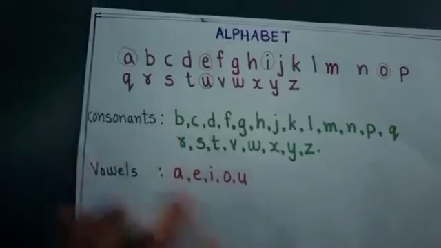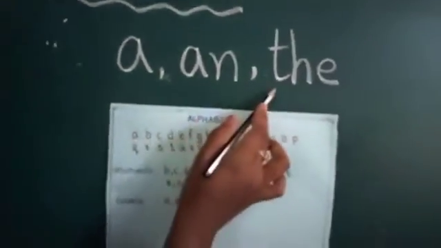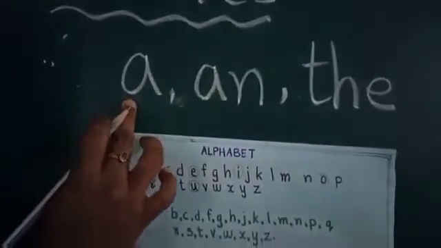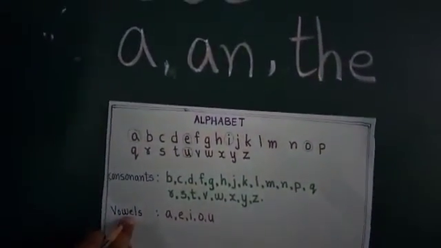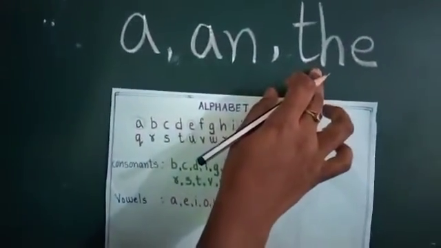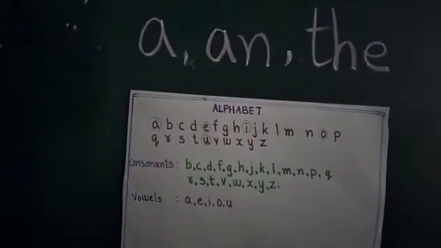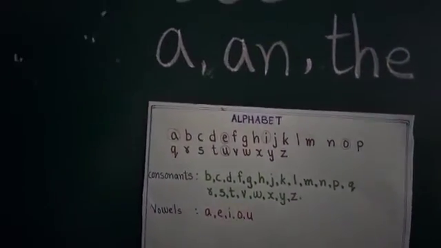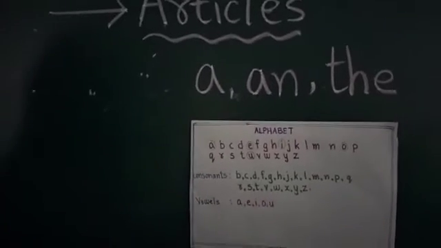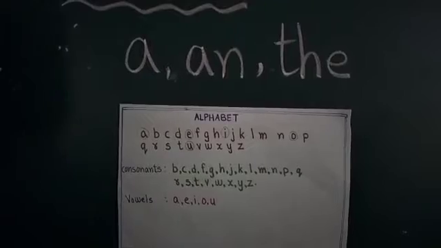See, where we should use A and the. In front of consonants, we use A. In front of vowels, we use an. Where we should use this the? We use this the before specific persons, specific places, specific things. Through activity we are going to learn. Okay children, are you ready?